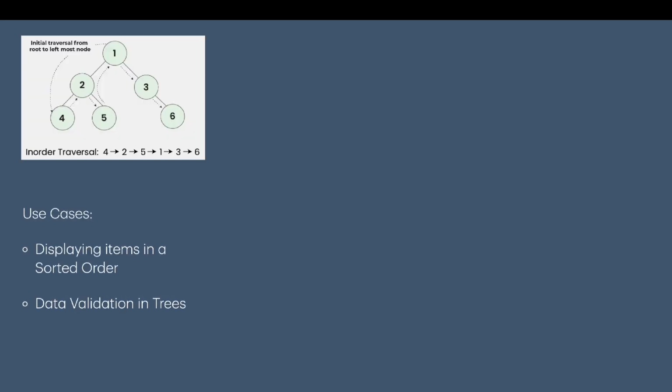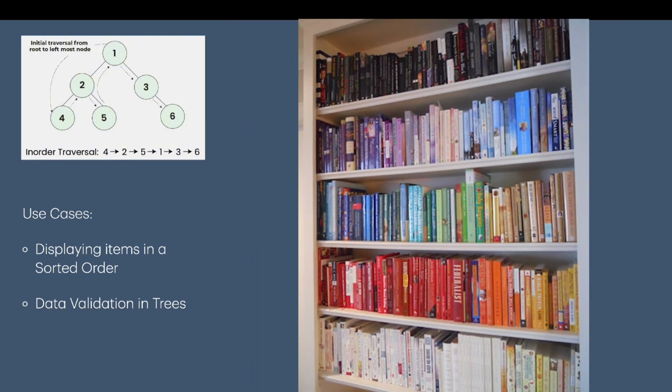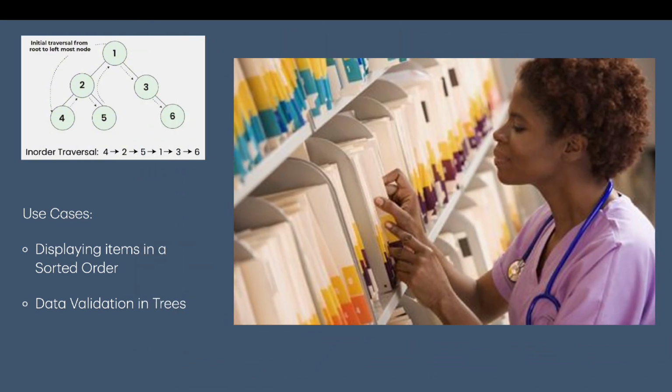So let's move to the use cases of each technique. You can use the in-order traversal in displaying items in a sorted order. Imagine an online bookstore with books stored in a binary search tree where each node is a book, ordered by title or price. All books are displayed to users in alphabetical order, which is useful for browsing or catalog organization. Another use case is data validation in trees. In medical or financial applications, BSTs might store patient records or transaction amounts in an ordered fashion. By performing an in-order traversal and checking if each successive element is greater than the previous one, you can confirm the data integrity.